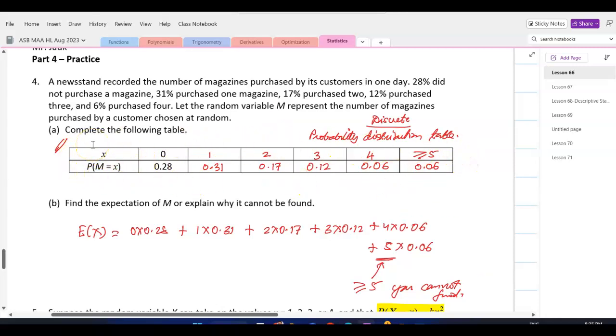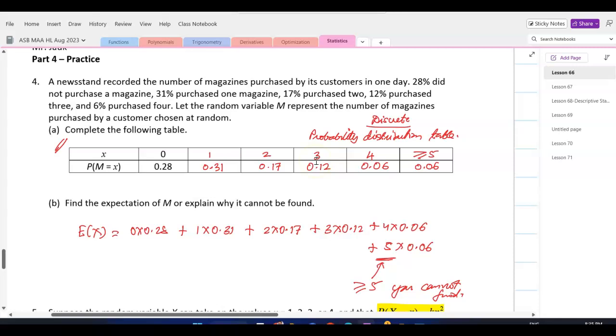Now the probability distribution function has certain characteristics and certain rules. The first rule is that the sum of all the probabilities should be equal to 1, because it includes all possible outcomes. So your sigma p should be 1. The second property is that each of these probabilities should lie between 0 and 1, because probability always lies between 0 and 1. You can't have a negative probability, you can't have more than 1. So those are the other properties.